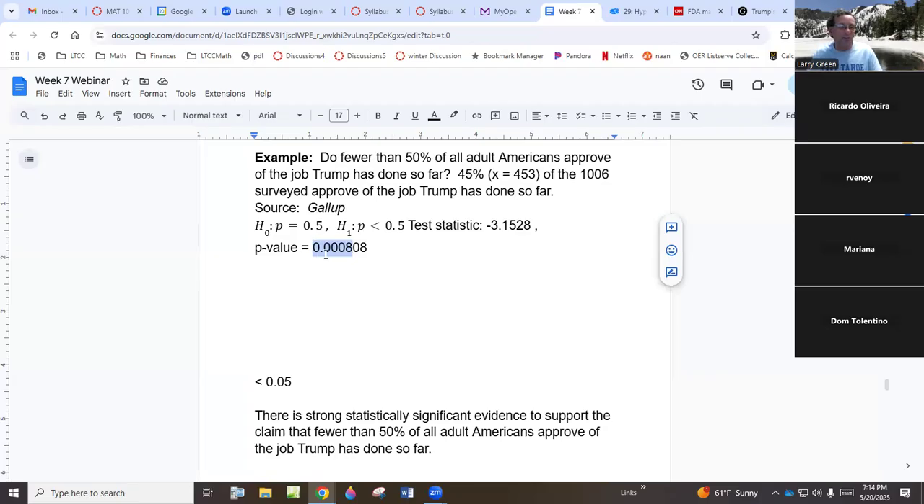Here we had a p-value of 0.0008. And we were able to say exactly what we were hoping to say, and that is fewer than 50% of all adult Americans approve of the job Trump has done so far, because that's what our H1 was. So since that's what you're trying to say, and you were able to say it, no reason for you to do the test again. No reason to increase your sample size.